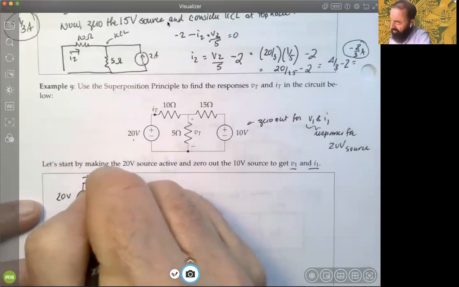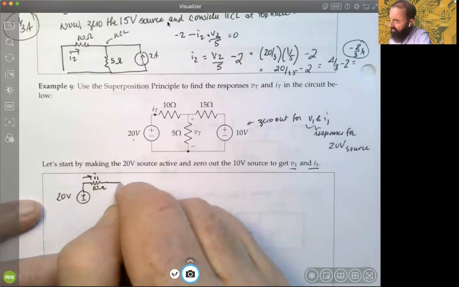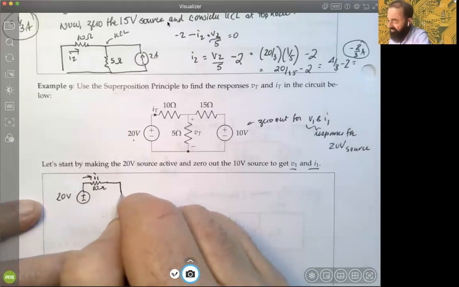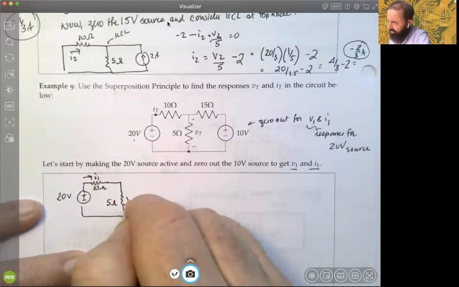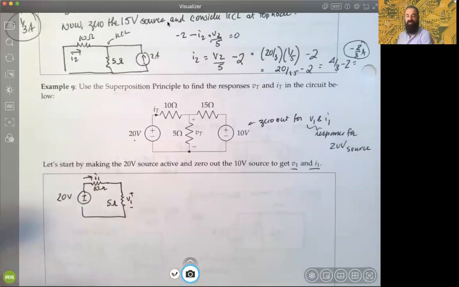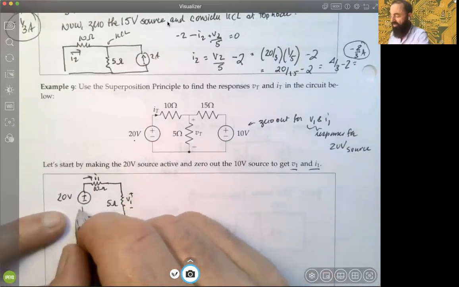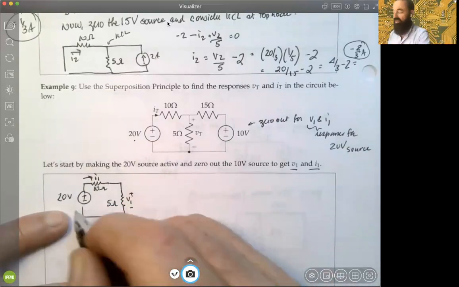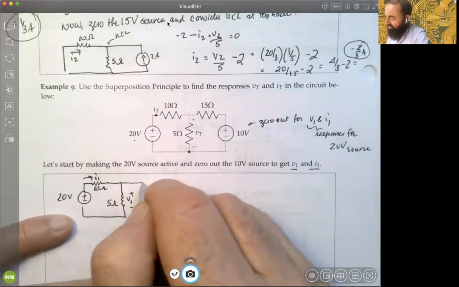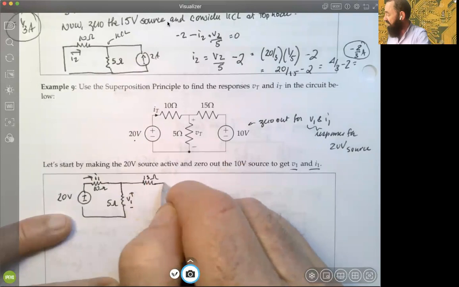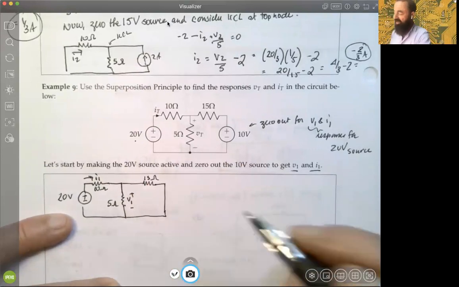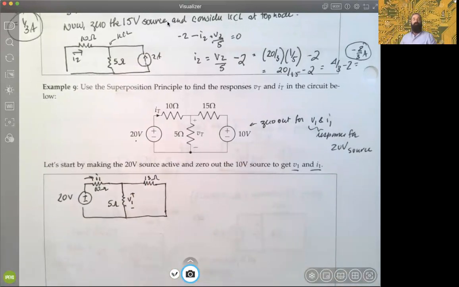This will be our first current, I1, we're looking for. And through the 5 ohm resistance, I'm looking for a V1 response. So notice how we did that. We're now indexing according to which source contributes the response, in this case, the 20 volts. Still have to put in the 15 ohm resistance here, but you've short circuited out the other source, okay?